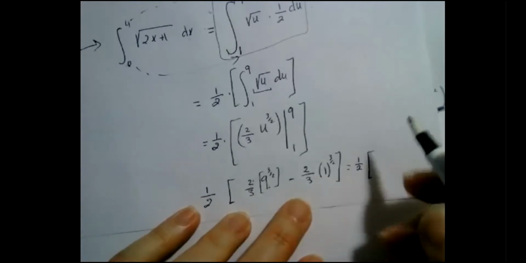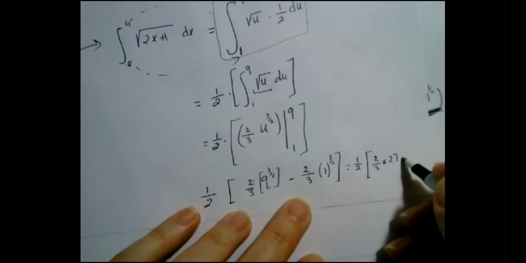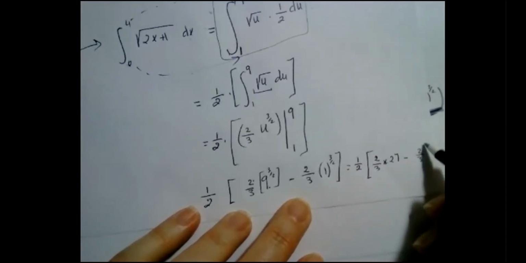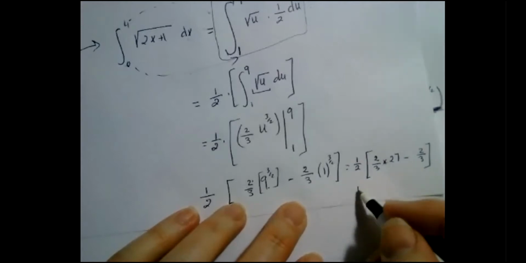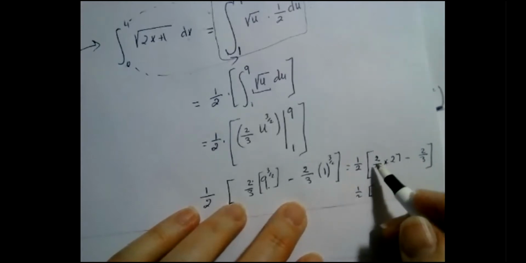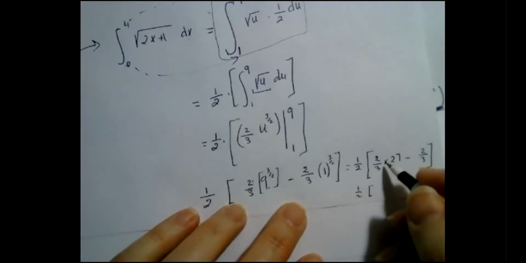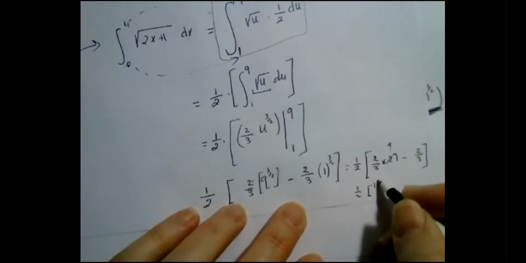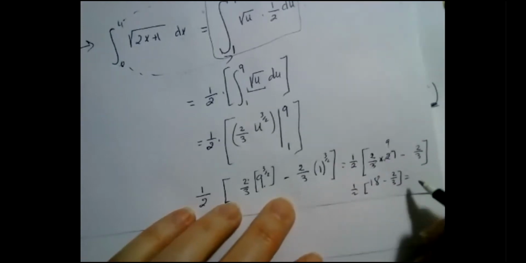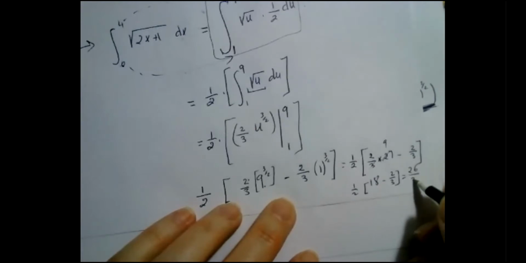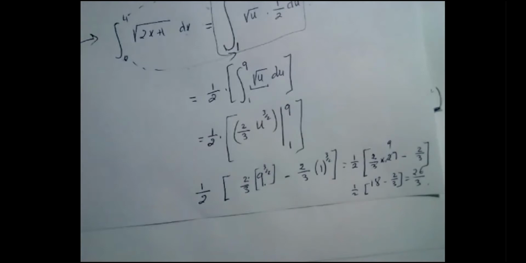2/3 times 27 minus 2/3, and then I am done. Basically, I will have a half times 2/3 times 27 minus 2/3. So we can simplify. This is 9, give me 18 minus 2/3. And if I do the math correctly, I will get 26/3. Now I will go back to your classmate's question.